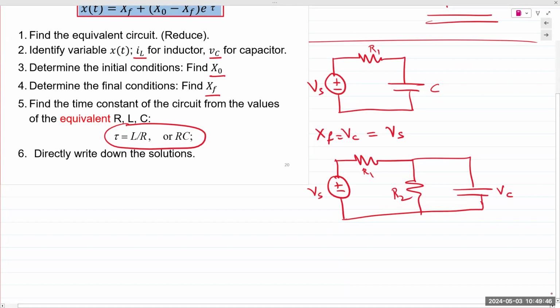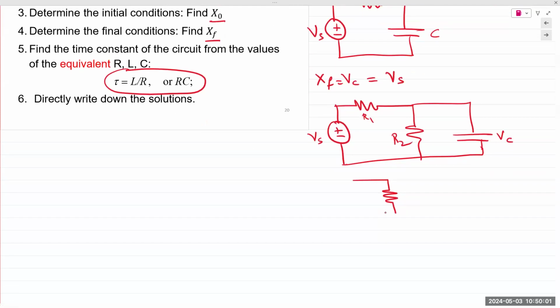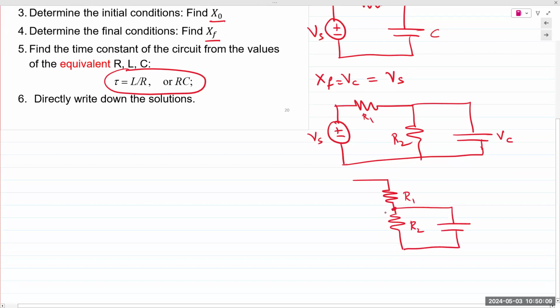Is it equal to Vs? Let me ask that. No, right? It's not equal to Vs because it's not being applied directly. If I redraw that circuit in a way that makes sense, that circuit would look like this. This is R1, this is R2. Capacitor C is in parallel with R2. And then you have your voltage source here.